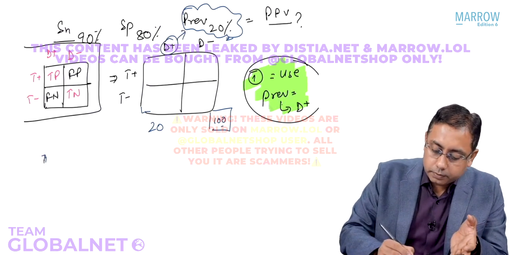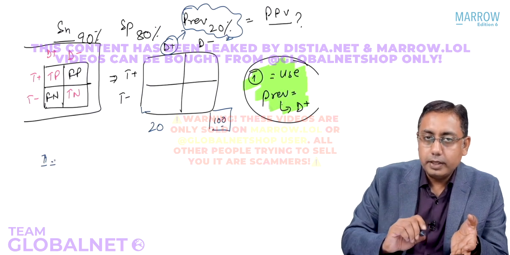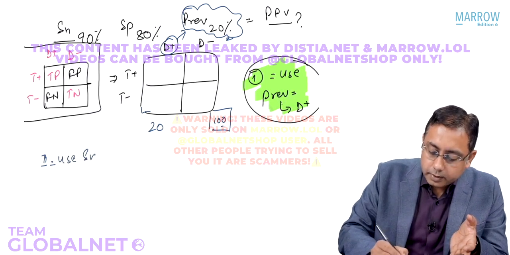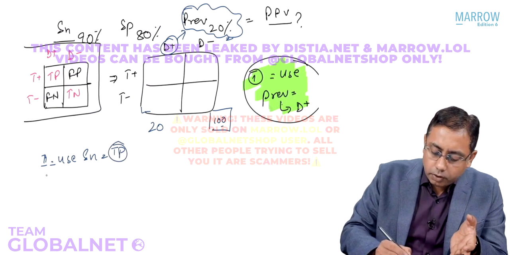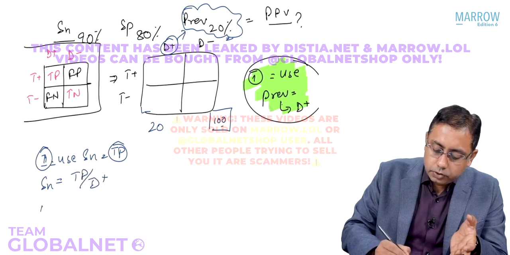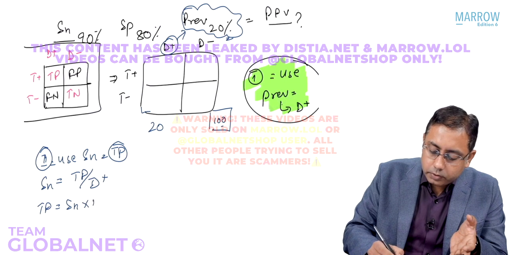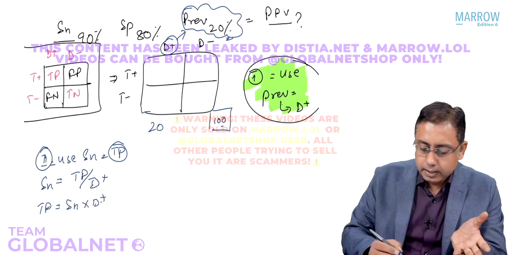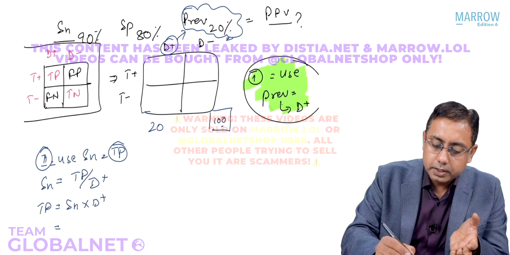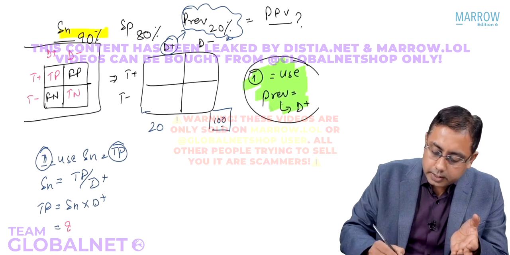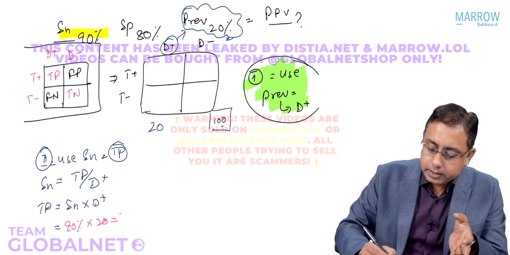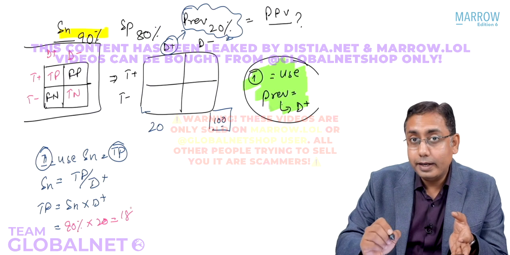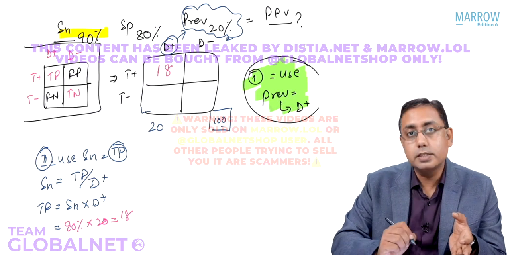So step number 2. Use sensitivity to calculate the true positives. How will you use sensitivity? You already know that sensitivity is equal to true positive divided by D plus. So true positive will be equal to sensitivity into disease plus. That's what it is. Sensitivity is 90%, so it is 90% into 20. So 90% of 20 in simple words is equal to 18. So where should I write 18? 18 should be written over here because it is the true positives.